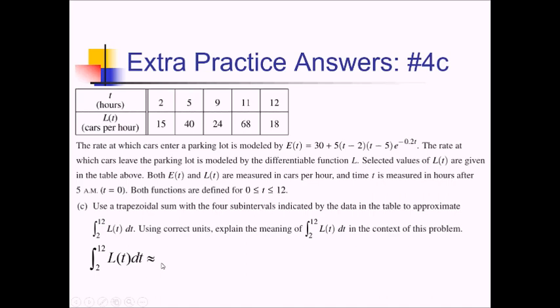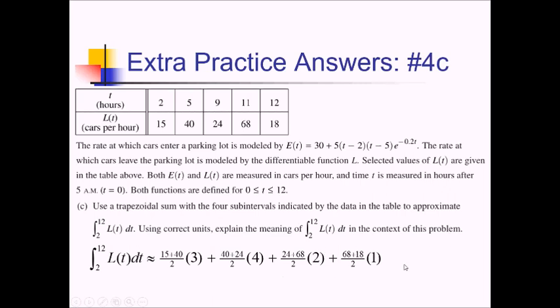So I'm going to have 4 trapezoid areas added together, each with a format of base 1 plus base 2 over 2 times a height. So for my first trapezoid, I've got a base of 15 plus 40 over 2 times a height of 3 between 2 and 5. Then I've got a base of 40 plus 24 over 2 times a height of 4. Next, 24 plus 68 over 2 times a height of 2. And finally, we have 68 plus 18 over 2 times a height of just 1.